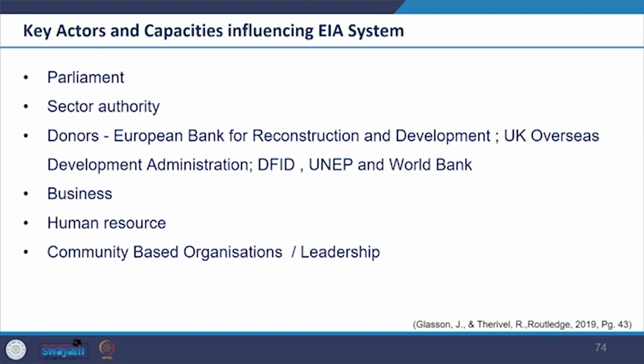We also see that actors and capacity at different levels influence the form of EIA in a country, such as the rule-making body, the parliament, and the sector authority for different sectors like energy and infrastructure. What rules the sector authority lays out would also influence the EIA. Then there are the donors. Some international funding agencies have set up EIA guidelines, including the European Bank for Reconstruction and Development, UK Overseas Development Administration, DFID, UNEP, and the World Bank. They have all set guidelines for EIA, which makes people applying for funding adopt the format.